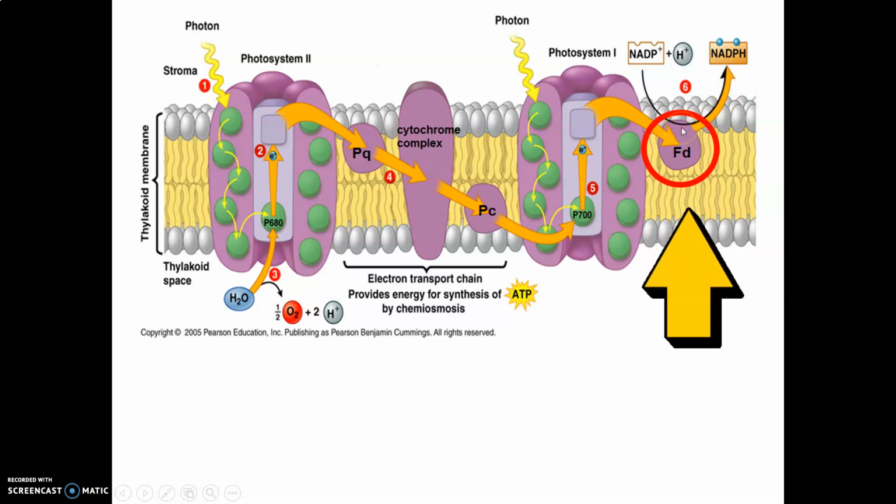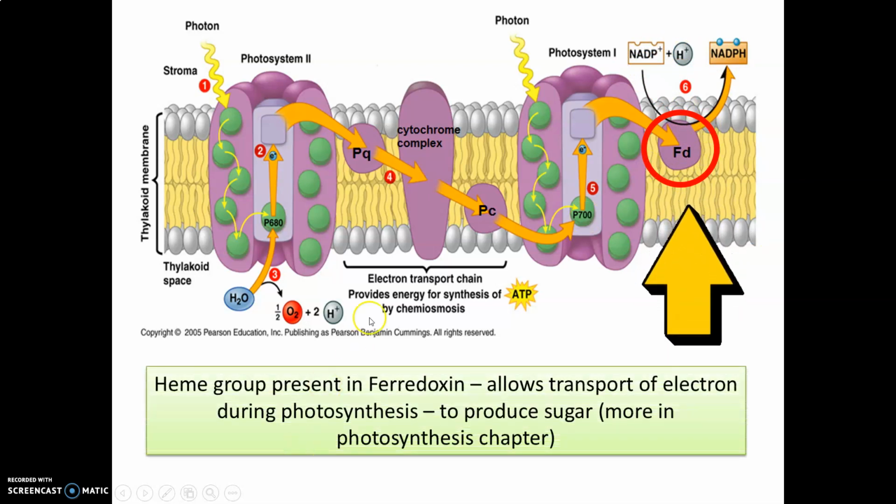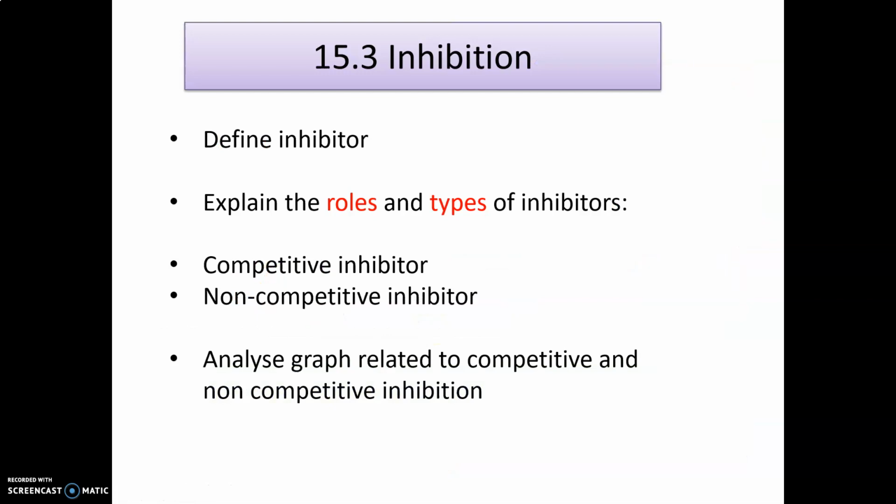NADPH hydrogenase, I think, to produce this NADPH daripada NADP plus. Ferredoxin tu ada heme group. Itu adalah point dia. Okay, heme group present in ferredoxin allow transport of electron during photosynthesis in order to produce sugar lah, which we will cover more in photosynthesis chapter. But I dah explain dalam my lecture untuk awak punya lab test.